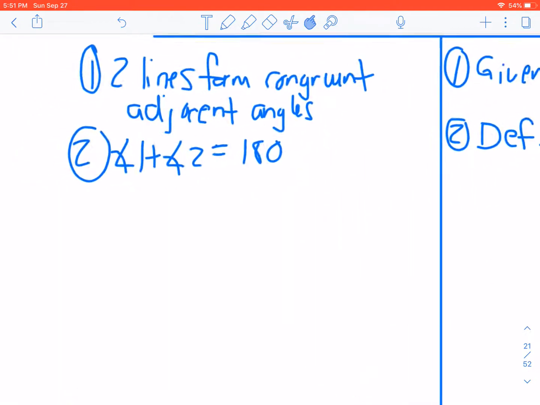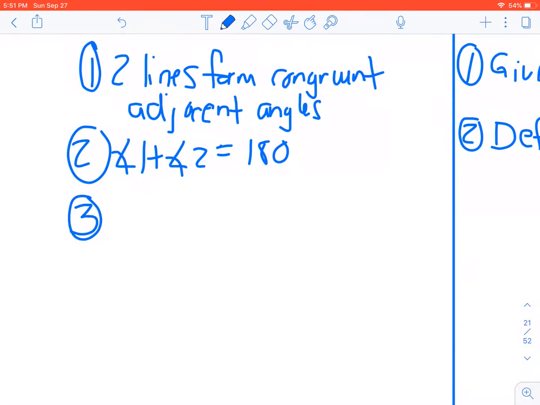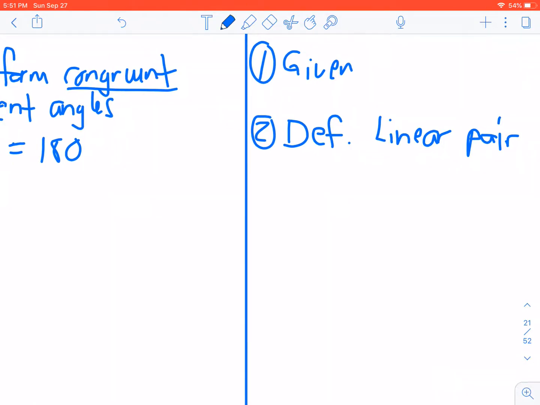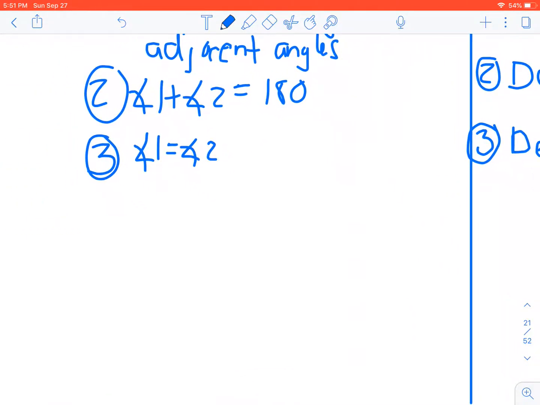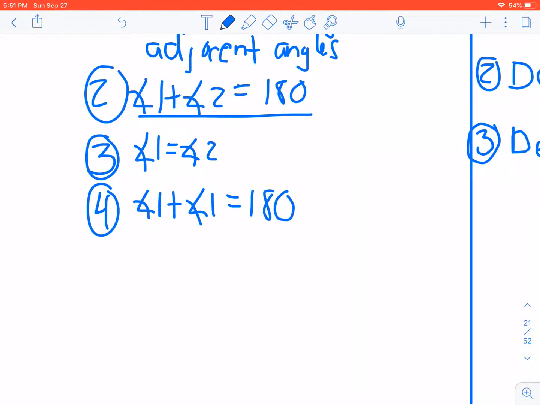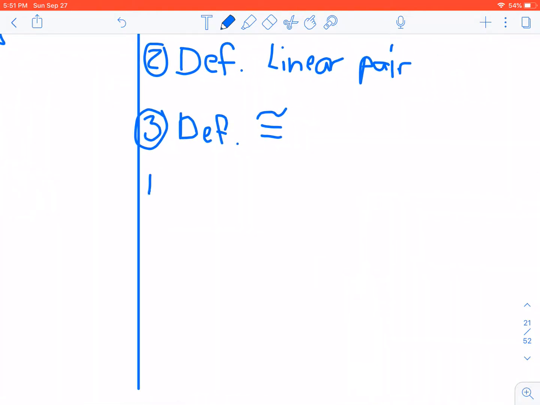And then I can look at this and I go, well, what's it mean to be congruent? Well, that means angle 1 equals angle 2 by definition of congruent. Well, if that's the case, if they're congruent, I can replace angle 2 with angle 1. So I can go angle 1 plus angle 1 equals 180 when I plug into that equation. So I plugged in, that's called substitution.